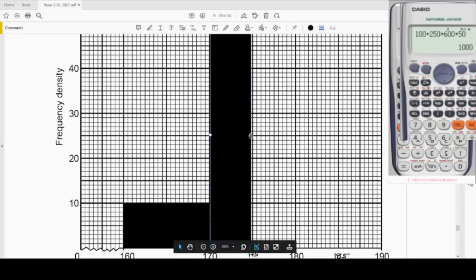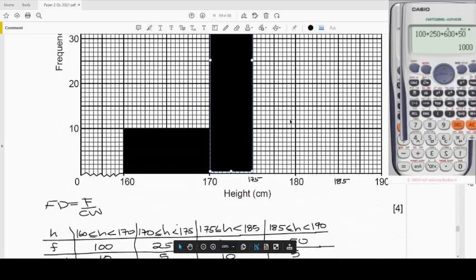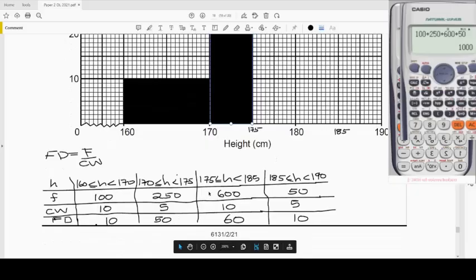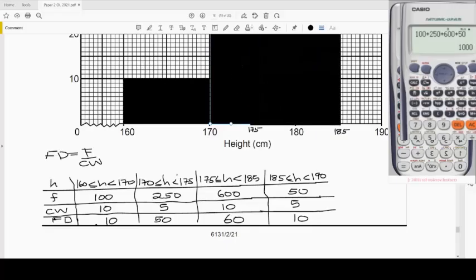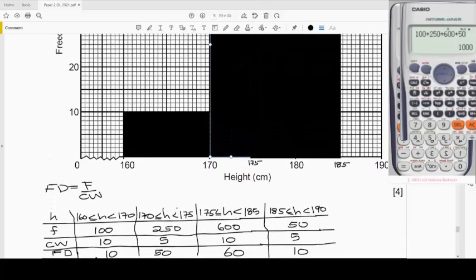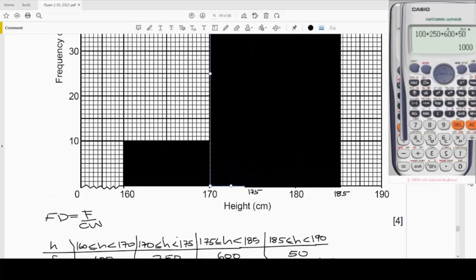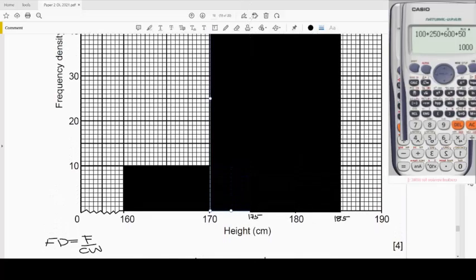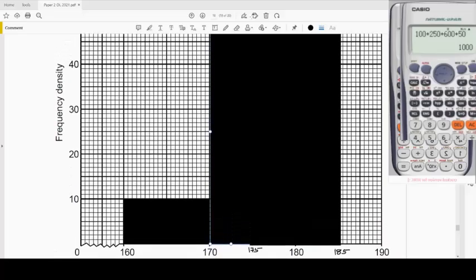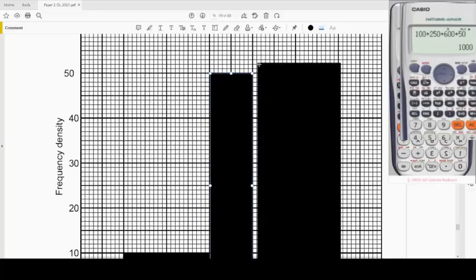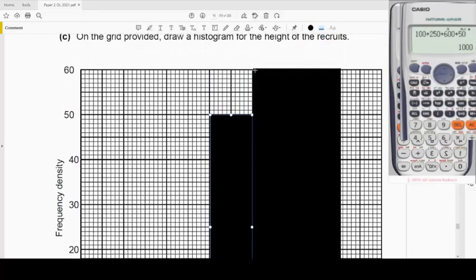So that's 150 to 175. And then we have our next one that is from 175 to 185, so from here to there, and that one has a height of 60. Okay, so it has a height of 60.